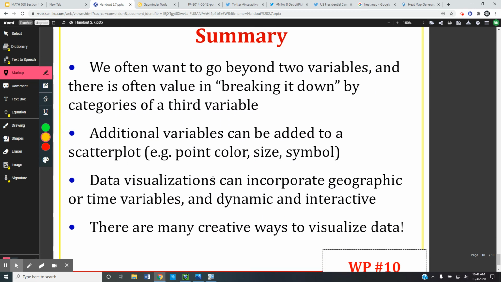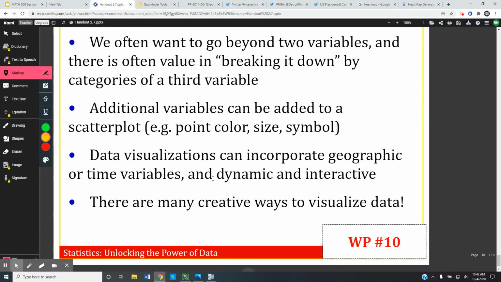In summary, we often want to go beyond two variables and see if there's a third variable inside of what we do. This is called breaking it down. Additionally, variables can be added to the scatter plot: size, point size, symbol, things like that. We saw a couple of different things. Data visualizations can incorporate the geographic over time and be very, very interactive. There are many ways to create this visualization data. This ends chapter 2 for us.